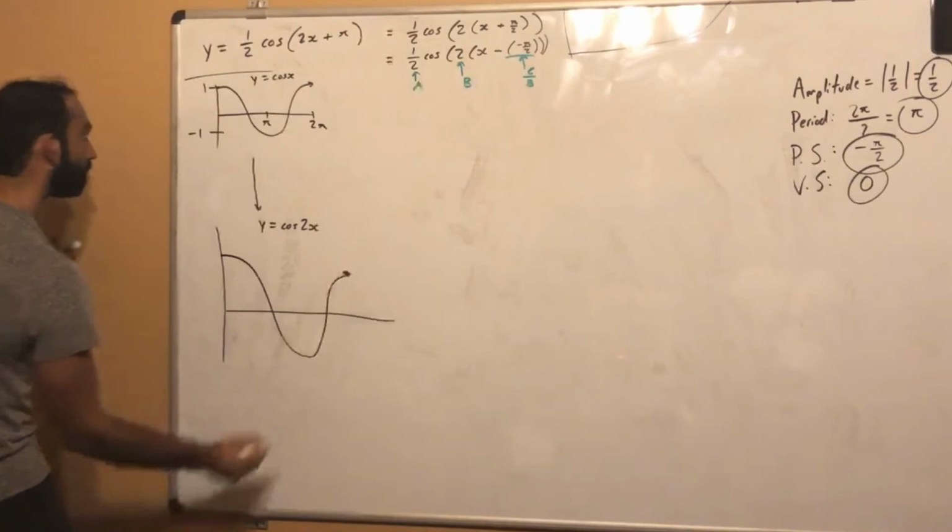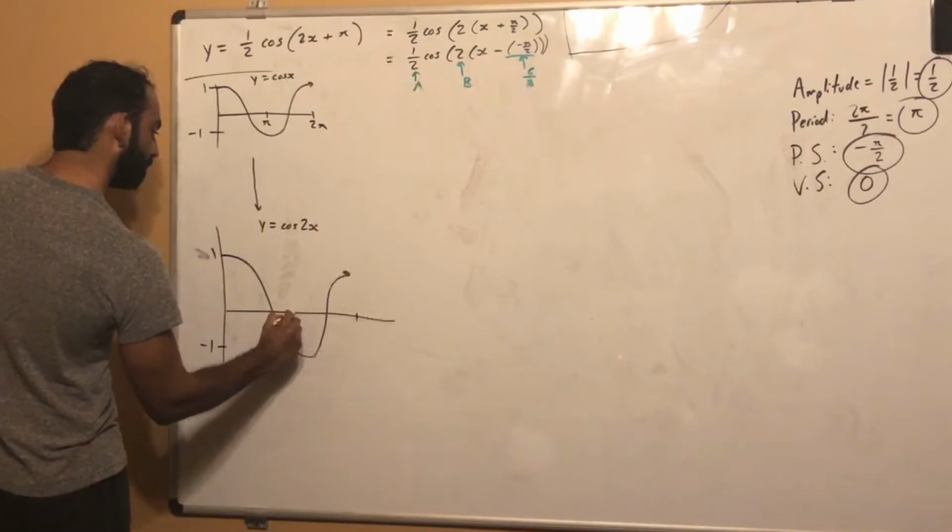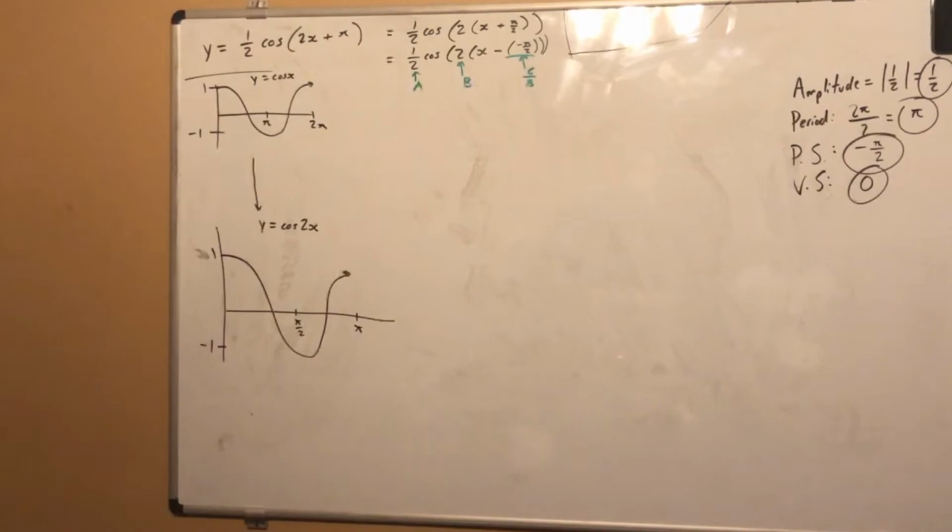So, there's my wave. You can draw it the same way if you want. Max value of positive 1, minimum value of negative 1. But what's the difference? It's twice as compressed. So instead of 2 pi at the end, it'd just be pi at the end. This would be a pi, and this would be a pi over 2, like so.